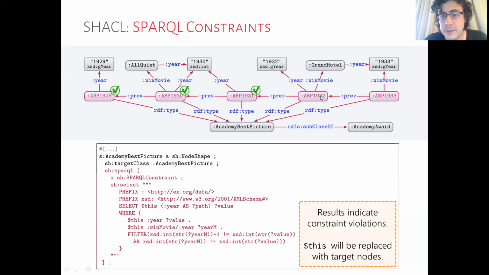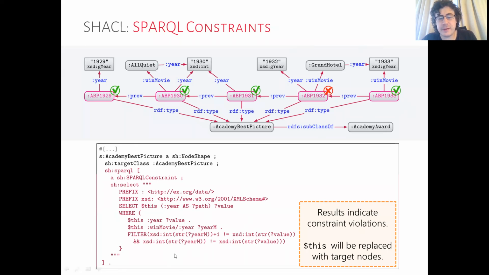We have a year, we have a win movie, and that win movie is 1933. So here we might have a problem, right? We see the movie came a year after the award. So this one fails. This will be returned from the results of this query. And the last one is fine because we don't have a year for the award.